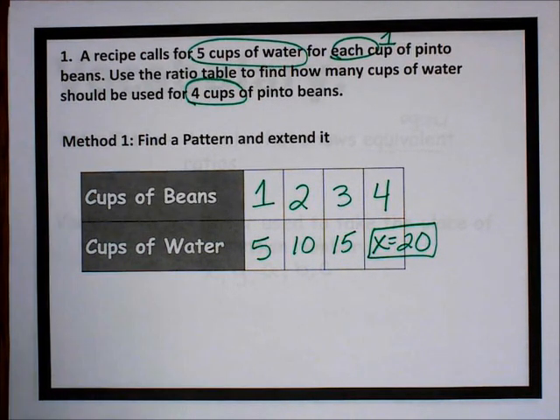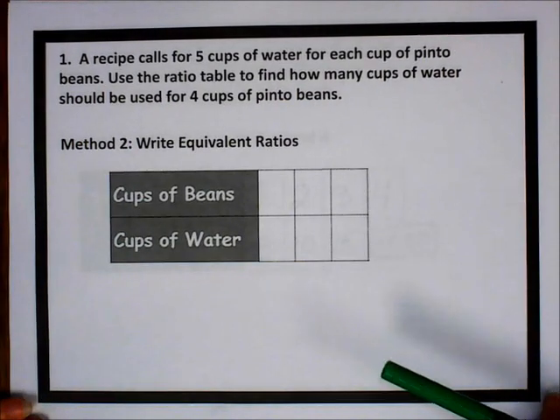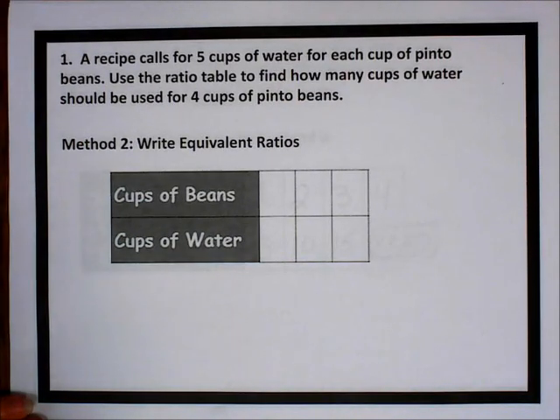Now, some of you are probably seeing another way to solve this problem, so let me show you another method. Here's method number 2. I want you to press pause, draw your ratio table, and when you're ready, hit play again.